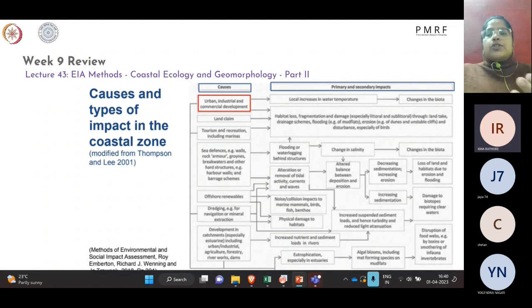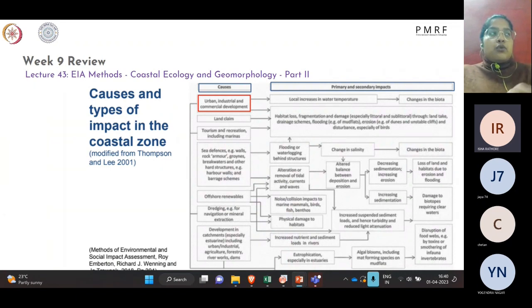And it can also cause damage to littoral and sublittoral habitats. The land take, drainage schemes, flooding can increase, erosion can happen, disturbances to species can happen. And again, tourism and recreation can also cause these types of effects.